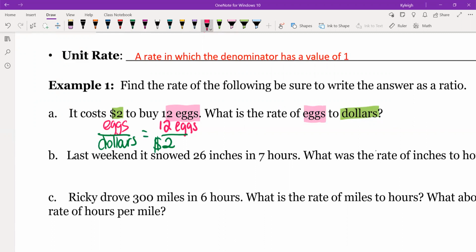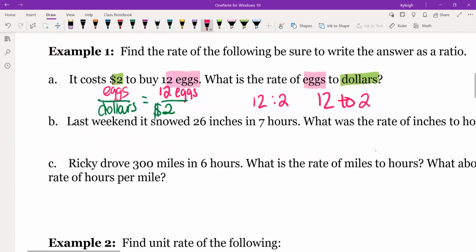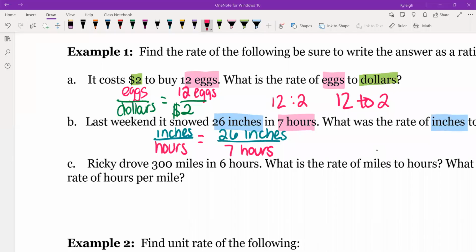Remember, we could write ratios as 12 to 2 or 12 to 2. Okay, but I think it's more clear if you write it as a fraction because then you know what's really happening. I want you to try B on your own. So it's inches to hours. Inches to hours. Okay, so write your rate out right now. All right, so we want inches to hours, so 26 inches over 7 hours.